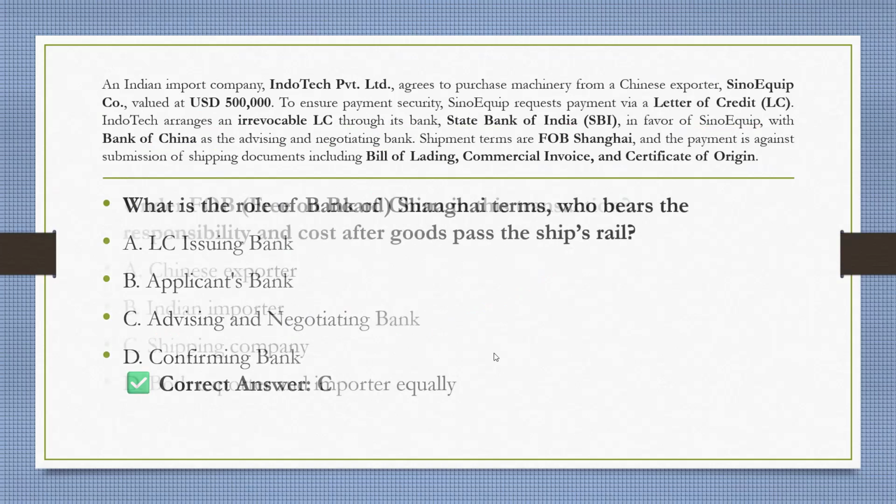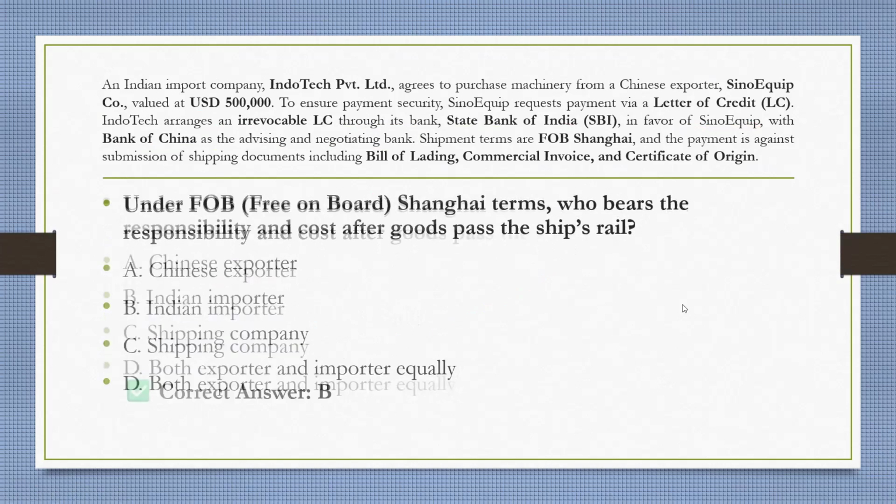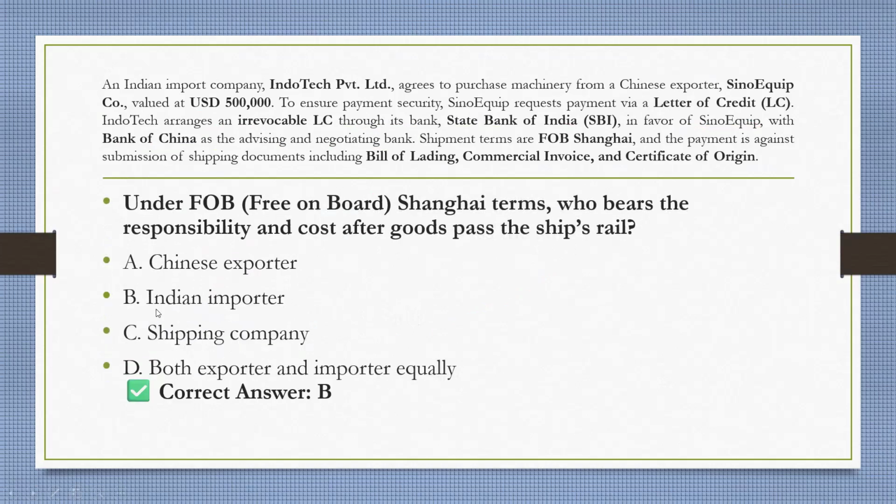Let's see the next question. Under FOB, free on board Shanghai terms, who bears the responsibility and cost after goods pass the ship's rail? Chinese exporter, Indian importer, shipping company, both exporter and importer equally. Let's see the right answer. The correct answer is B, that is the Indian importer. Just now we did one question previously, and there we also discussed what is FOB and CIF. In FOB, the risk is with the Indian importer. The importer will have more risk and the exporter, the seller, will have less risk.